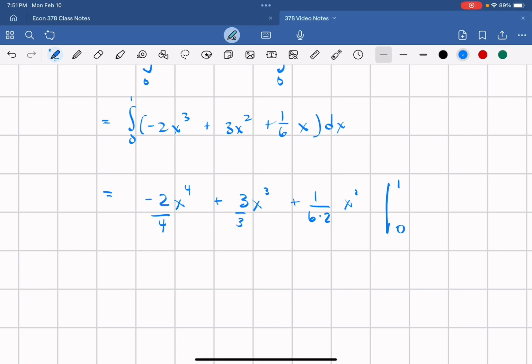So now we put 1 in, the 0 will cancel out, and this will give us negative 2/4 times 1 to the 4th plus 1 times 1 to the 3rd plus 1/3 1 squared, and this equals 0.583.